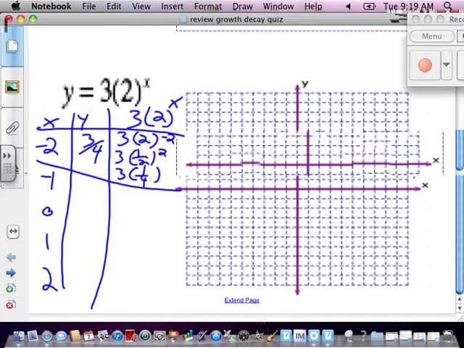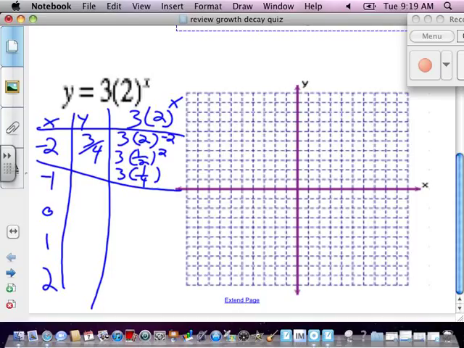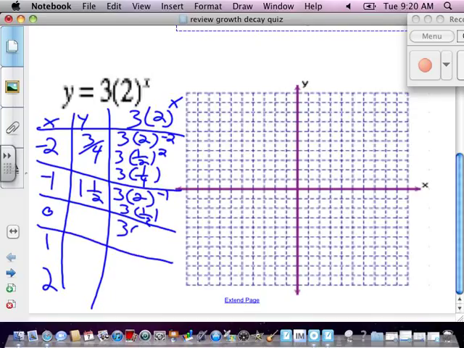You don't have to do all that. You can just put it in your calculator. If you don't have one and you want to do it this way, that's totally fine. Okay. 3 times 2 to the -1 is 3 times 1/2, which is 3/2, and 3/2 gives you 1 1/2. Okay. Anything to the 0 power is 1, so 3 times 1 gives us 3.